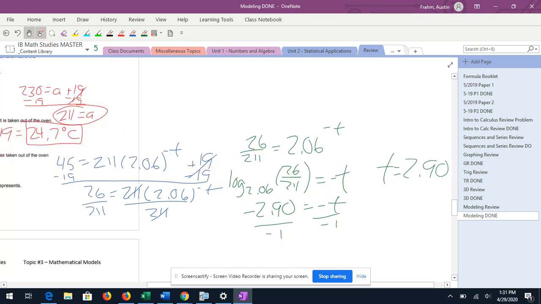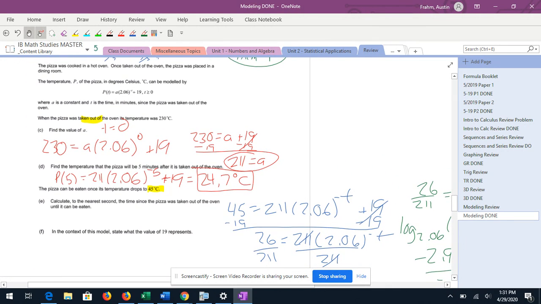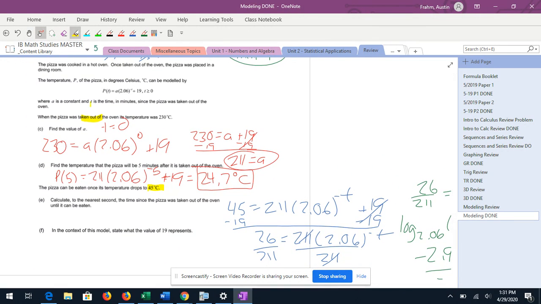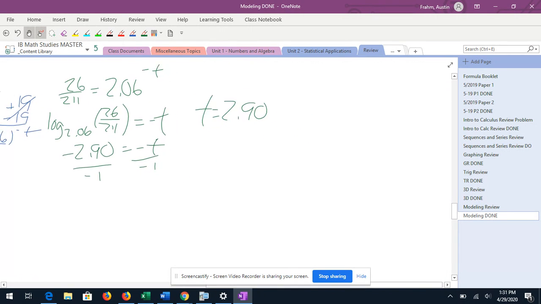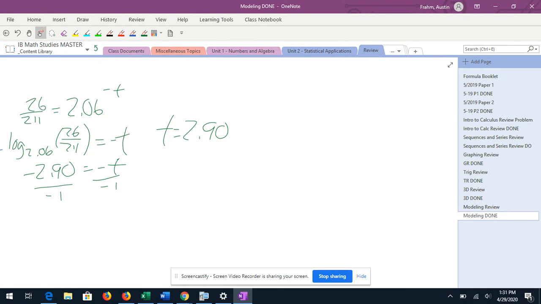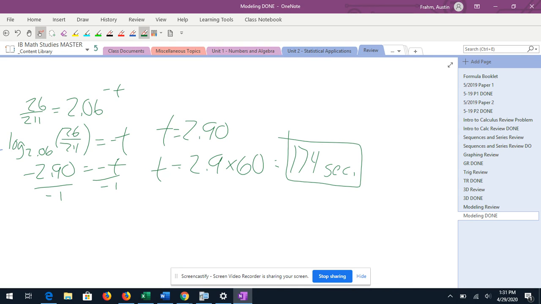Now, remember, if I go back up to the directions, it says that T is time in minutes, but they want us to say our answer to the nearest second. So they're trying to trick us here. This is not our final answer. This is 2.9 minutes. So finally, what I would do is multiply 2.9 by 60, obviously because there's 60 seconds in a minute, and we would get an answer of 174 seconds. So almost 3 minutes.